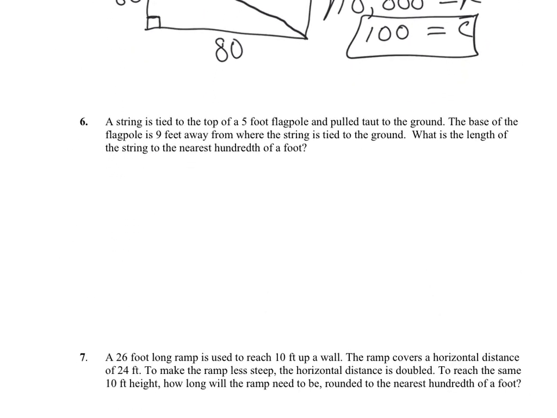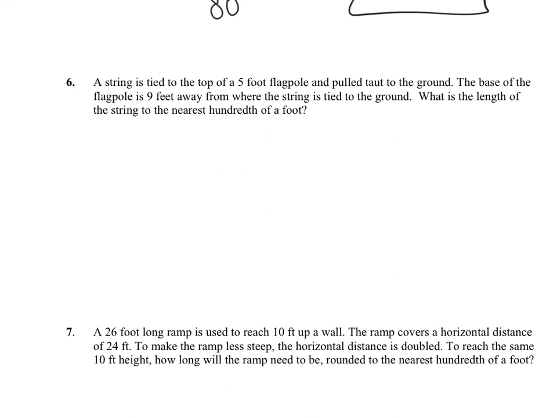Same idea here. A string is tied to the top of a 5-foot flagpole. So here's my flagpole. And pulled taut to the ground. The base of the flagpole is 9 feet away from the string. So this distance here to the string, this is our string. That is 9 feet, and this is 5 feet.